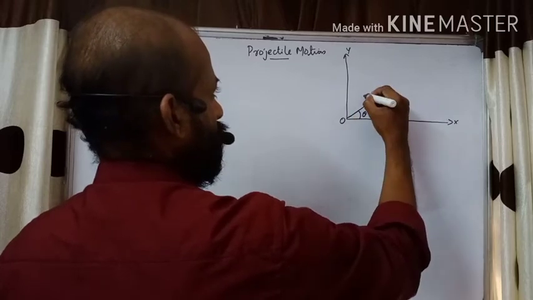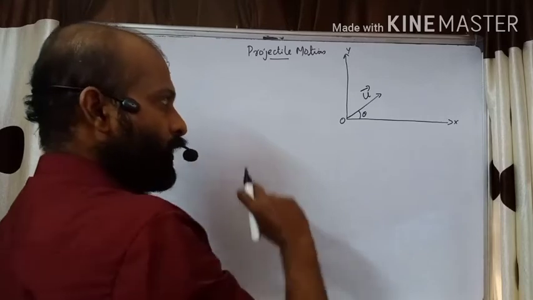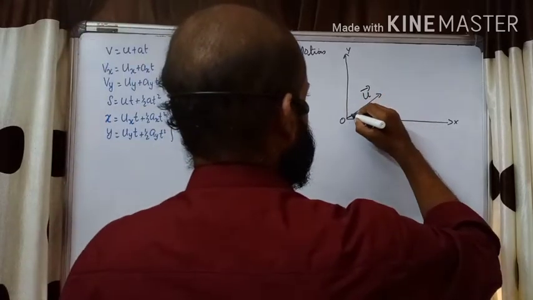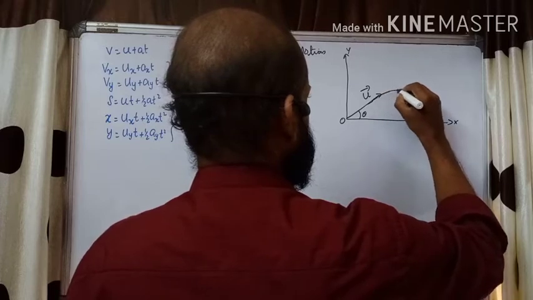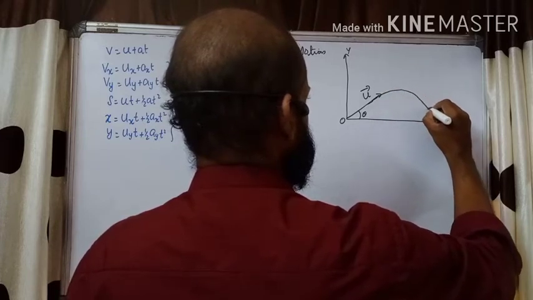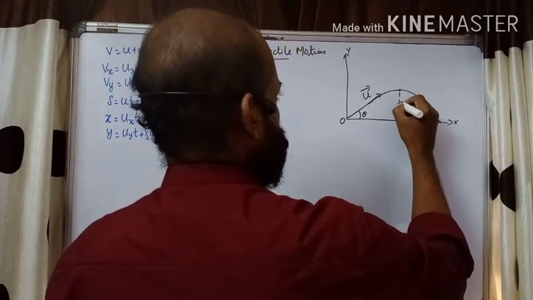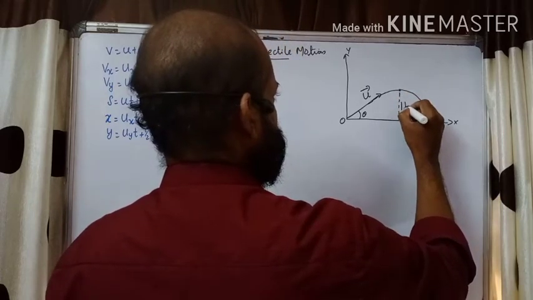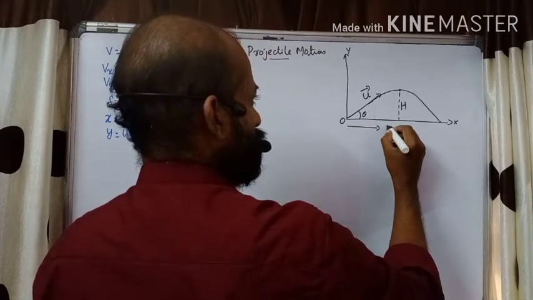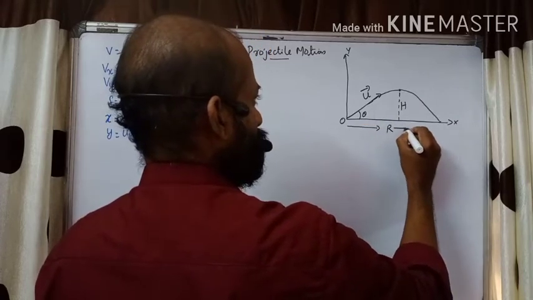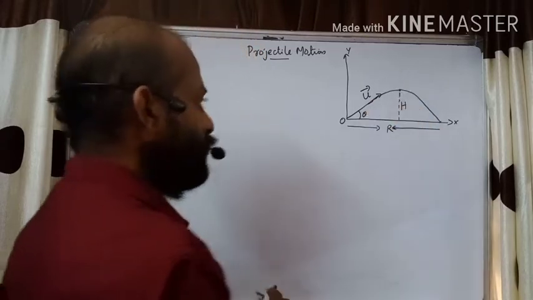This vector indicates the initial velocity. U is the initial velocity with which we are throwing the projectile. Thereafter it moves in a curved path and then falls back. This is the highest point. We can mark the maximum height as h. This is the maximum horizontal distance, which we mark as capital R. This is called the range of the projectile. Range and maximum height.